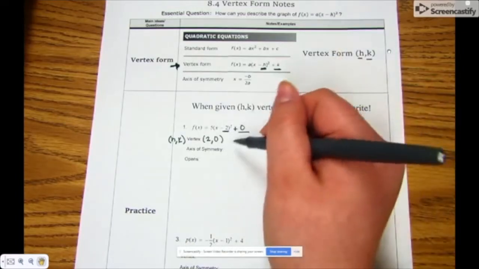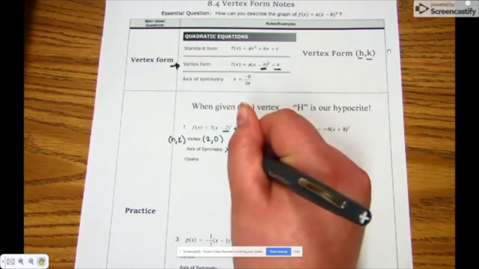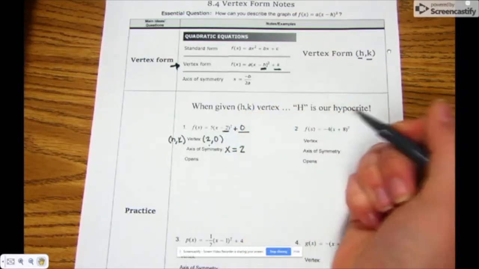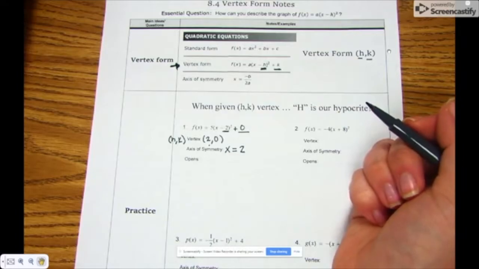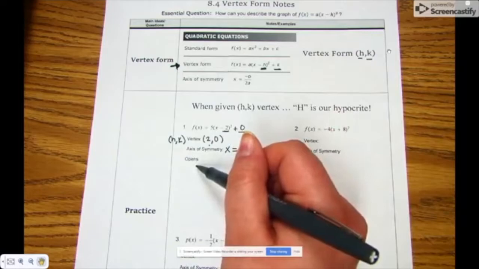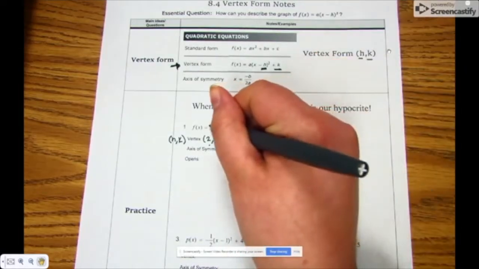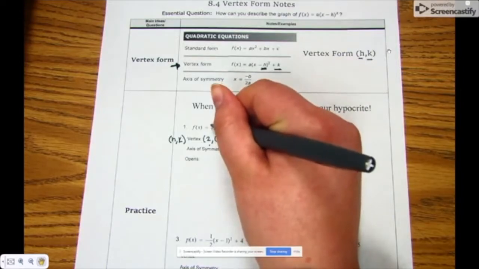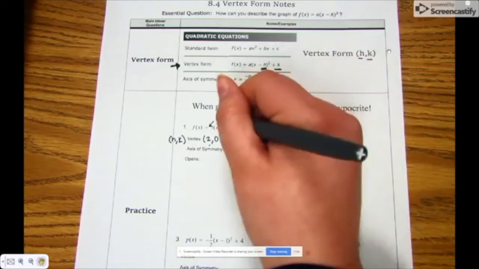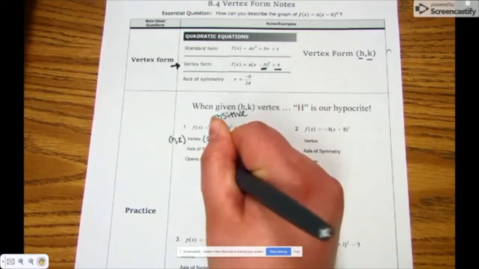My axis of symmetry I can pull from my vertex. Remember, axis of symmetry starts with x equals, and it's whatever the x value is. So here it's x equals 2. Then it asks, does it open up like a cup or down like a frown? Because this 5 outside of the parentheses is positive, it opens up.